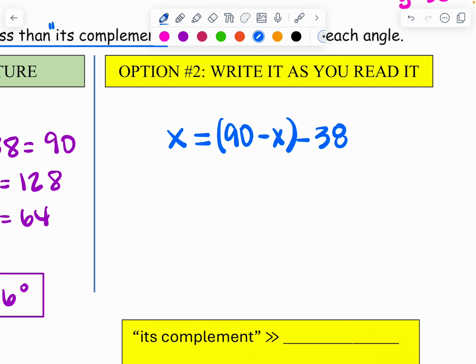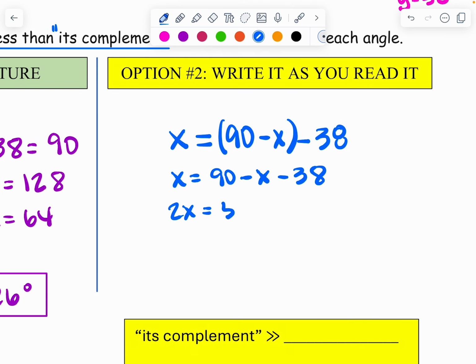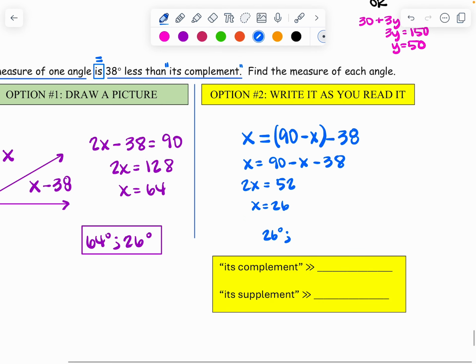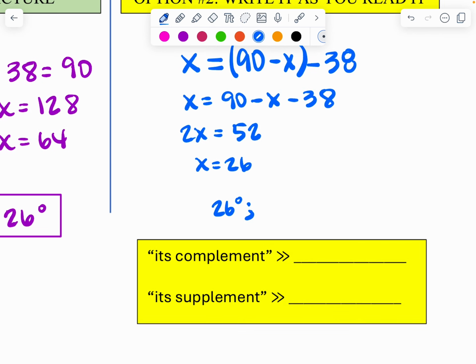An angle is 38 less than its complement. I just wrote it as I read it, and then I can solve it really quick. I don't really need the parentheses here, but I always like to put them in just in case. So I'm going to add the x, right? And then I'm going to subtract, so I'm going to get, what, 52? Right, and then I'm going to divide, and I'm going to get 26. Oh, what do you notice? 26 degrees is one of my angles, which is exactly what I got the second time around over there, which of course means my other angle is 64 degrees.